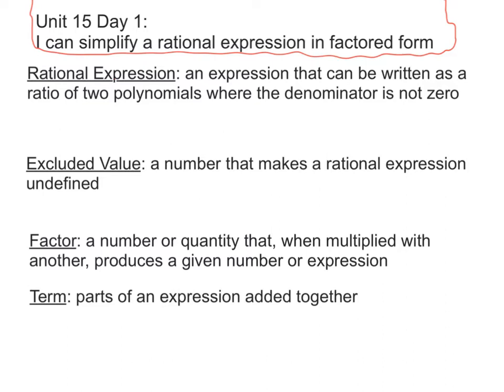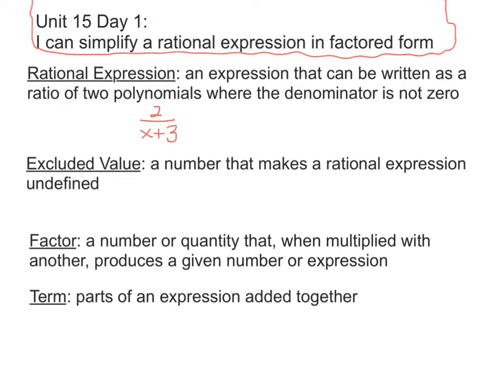We're starting off with quite a bit of vocabulary, so kind of important. So first thing, a rational expression is an expression that can be written as a ratio of two polynomials where the denominator is not 0. So for example, like 2 over x plus 3. Both of those are a polynomial. Remember, we've got like 2, that's one term, it's a monomial. At the bottom, we've got a binomial, 2 terms.